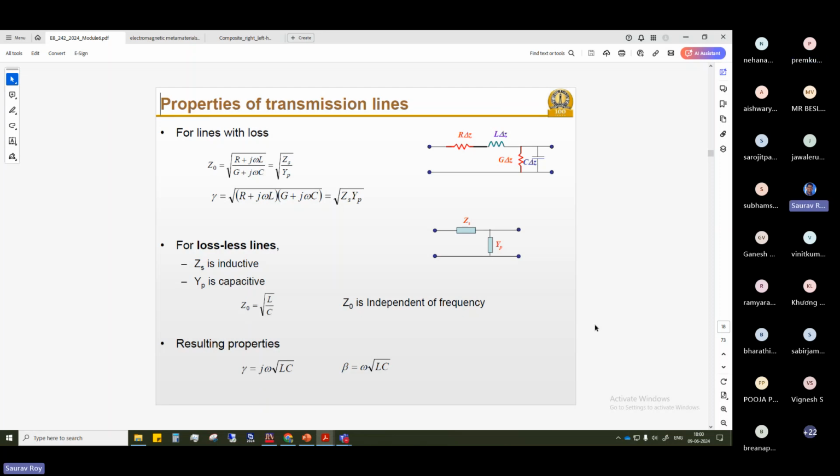Okay, sir. Okay. So now note these things. Here, the characteristic impedance as well as beta are both positive. That is what rhymes with right-handed materials, the right-handed transmission line. That's why both beta and characteristic impedance are positive only.